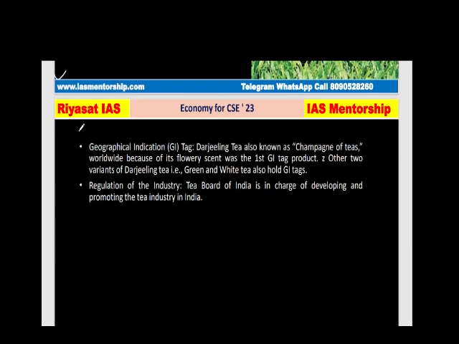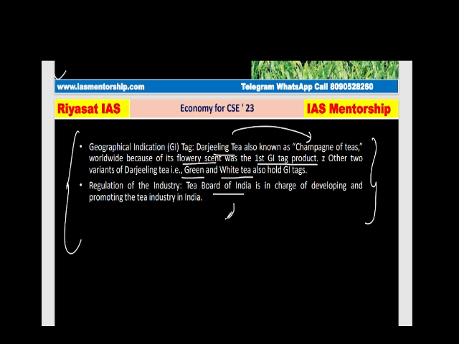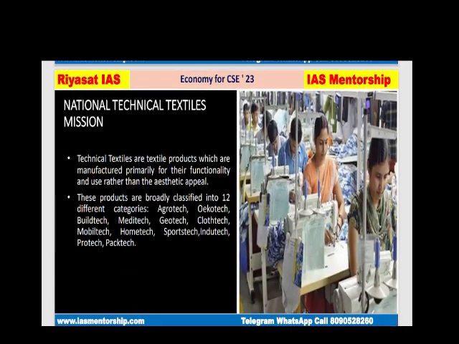Next, GI tag. Very important. A GI tag has been given to Darjeeling tea. Darjeeling tea is also known as the champagne of teas because of its flowery scent. And this was the first GI tag product in India. Remember it: the first GI tag product of India is Darjeeling tea. The other two variants of Darjeeling tea, green and white tea, also have GI tags. The Tea Board of India is in charge of developing and promoting the tea industry, and a prelims question came on this. Next, mission: National Technical Textile Mission.